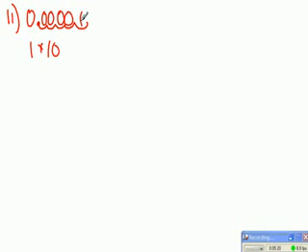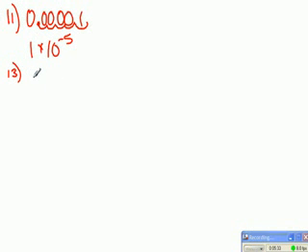Number 11 is moving from standard to scientific. So 0.00001. I would want this to be after the 1 to make it between 1 and 10. So I need it to be 1 times 10. And I move 1, 2, 3, 4, 5 places. And I move 5 places to the right, so that is a negative 5 in this case.